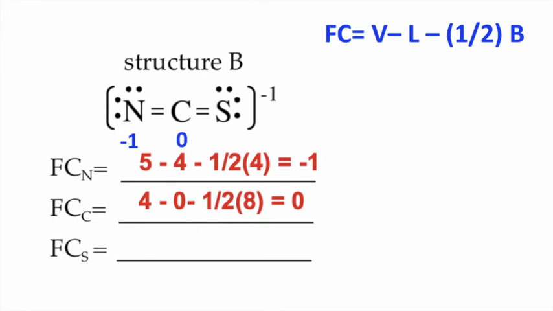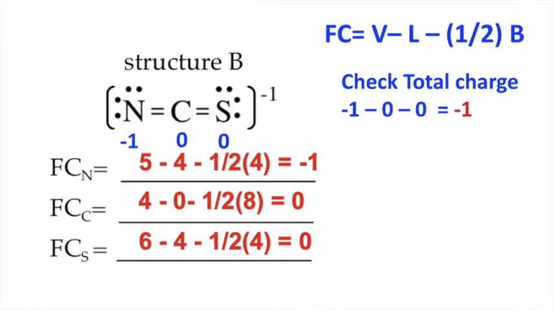Now let's look at the sulfur. Sulfur has 6 valence electrons. We subtract 4 lone pair electrons, and we subtract 1/2 of the 4 electrons that are tied up in that double bond, and we get 0, and we'll put that under the sulfur. We're going to check the total charge by adding up all the formal charges. We get -1. That is the charge on this ion. This is what we want to see.